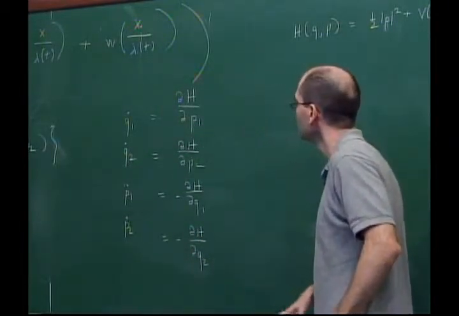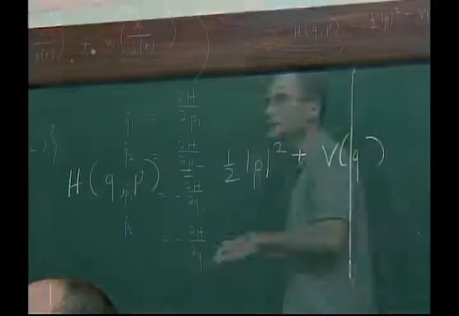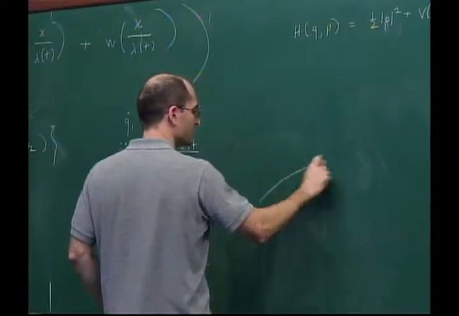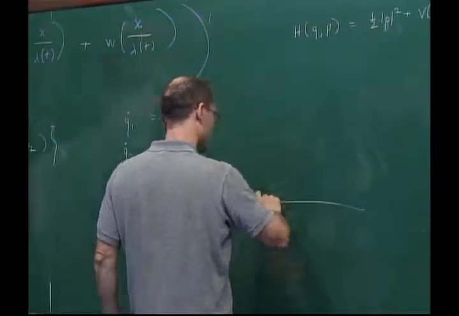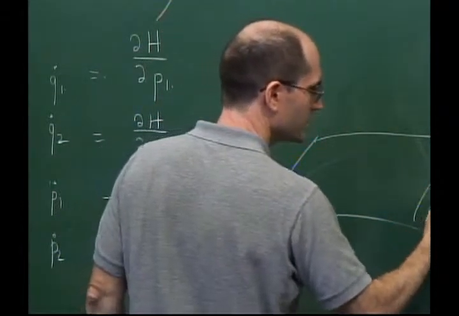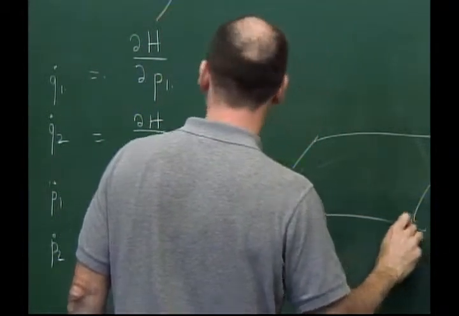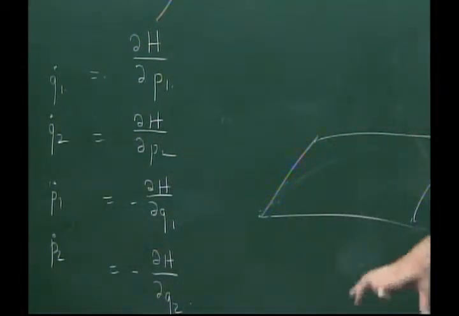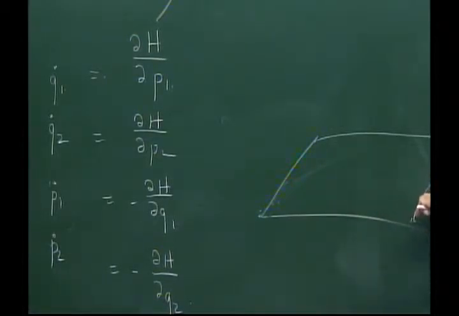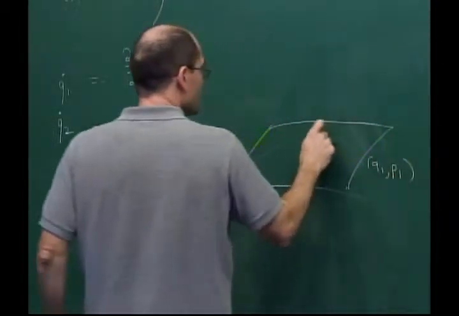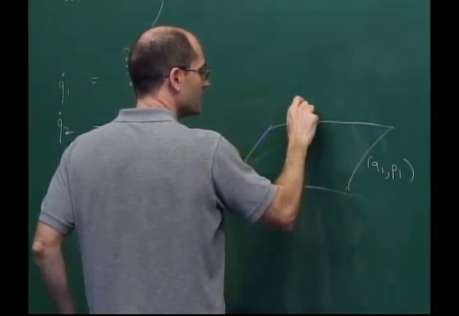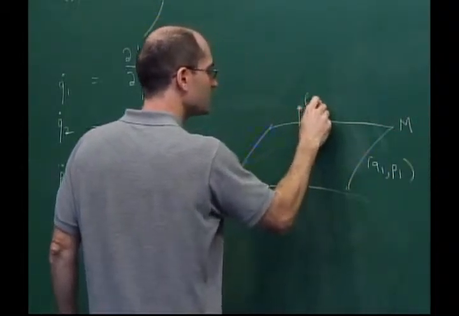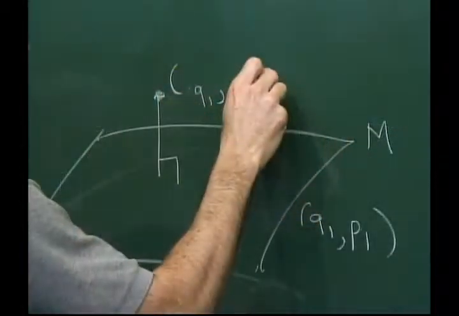Now imagine that Q1 and P1 represented a submanifold for us. So this would just be Q1, P1. And we were studying a flow in the 4-dimensional space that remained close to this 2-dimensional submanifold. So we have some flow out here, and points we want to project onto the submanifold M. So there's a Q1, P1, Q2, P2.